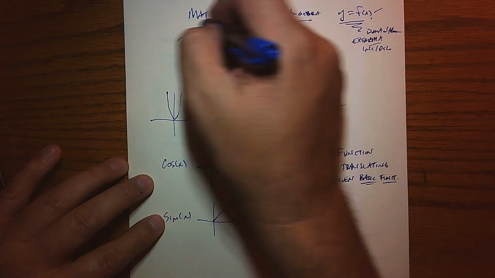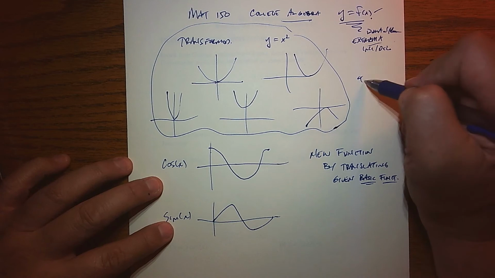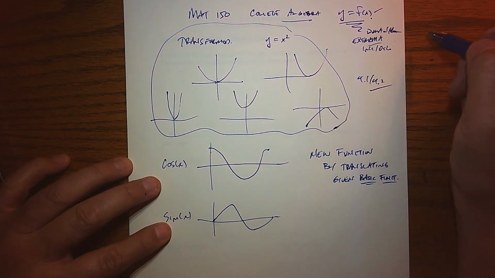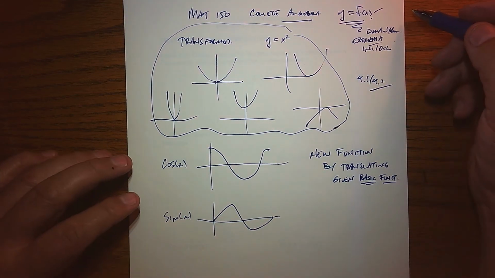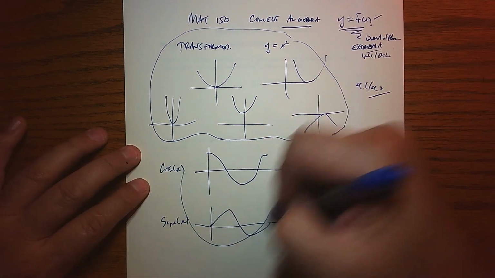So hopefully that was a memory jog. We did that a lot with x squared, and that's pretty much what we're going to see in 4.1 and 4.2 continuously. Okay, so there's a really quick memory jog. Let's get to it. Let's start manipulating our cosine and sine graphs.